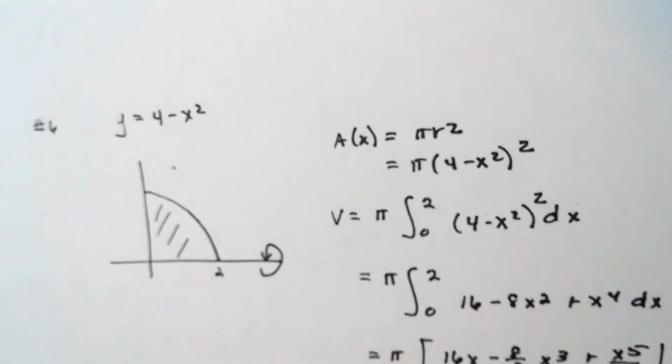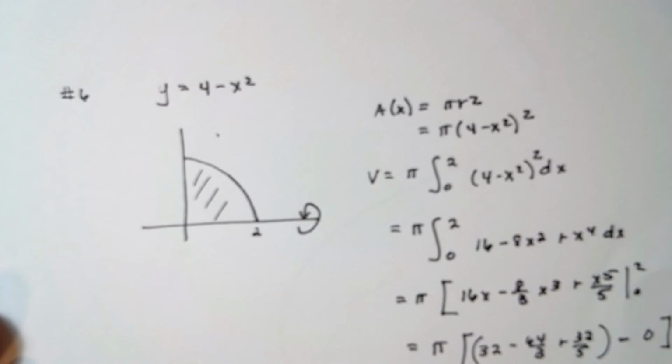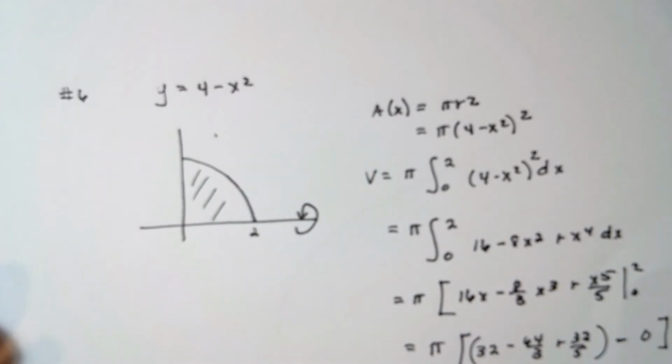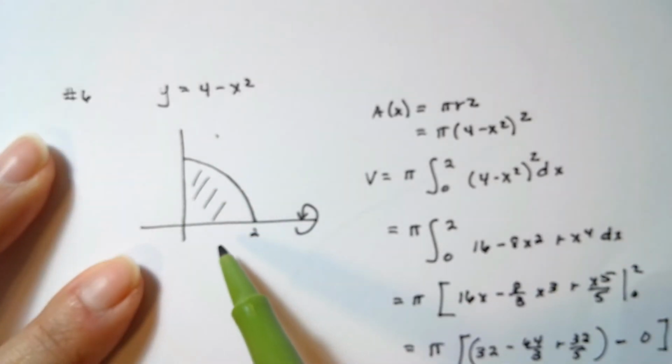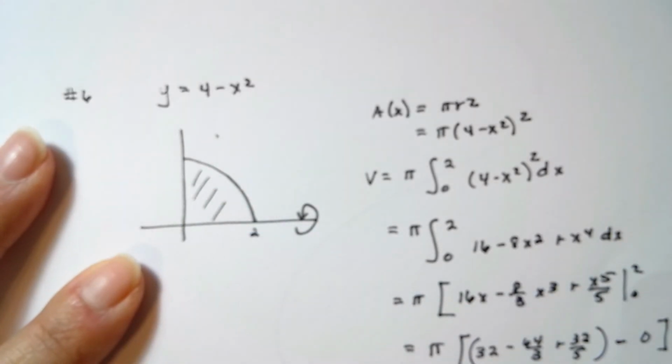There's another one, number 6, for you to try. The function's y equals 4 minus x squared. Okay, so it looks like this, and again, this is in the book. This is number 6 in the book. The picture's there. Let me try and adjust this. It's a little blurry.